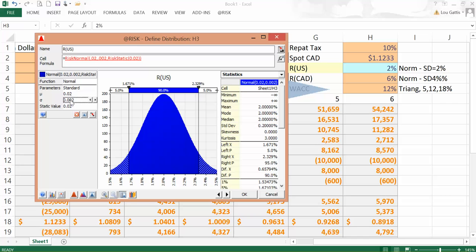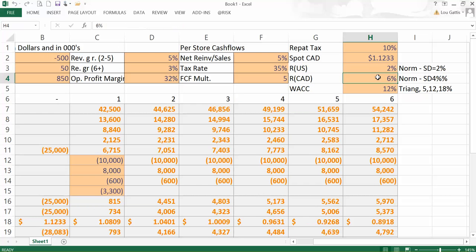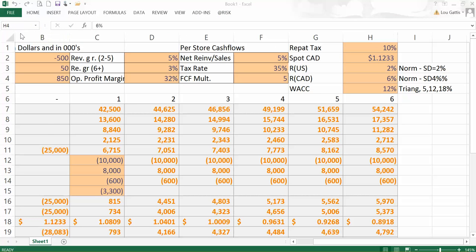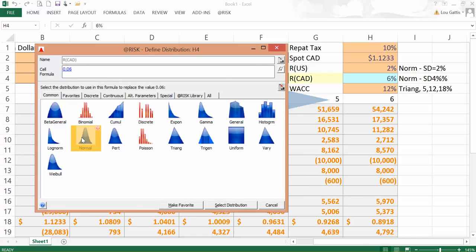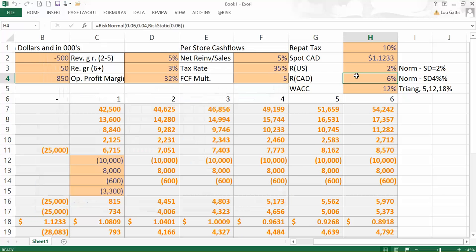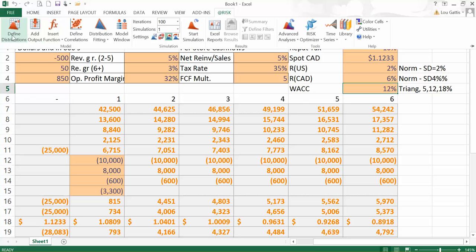So I'm going to click on US interest rate, @Risk, define distribution, select normal. Under standard deviation, sigma, put in the 2% standard deviation and hit OK. Under the CAD, @Risk, define distribution, normal, and let's put in a 4% standard deviation.